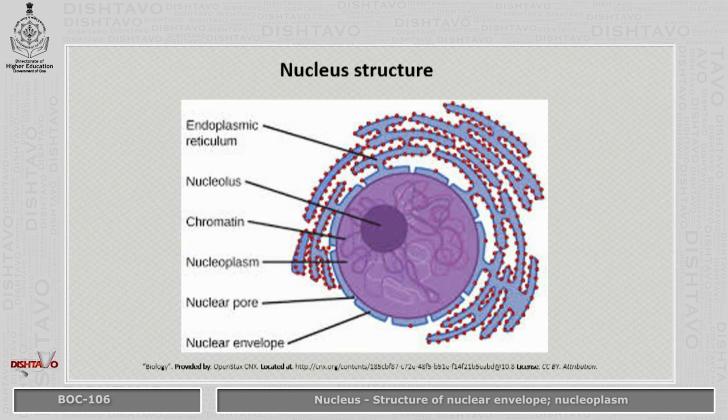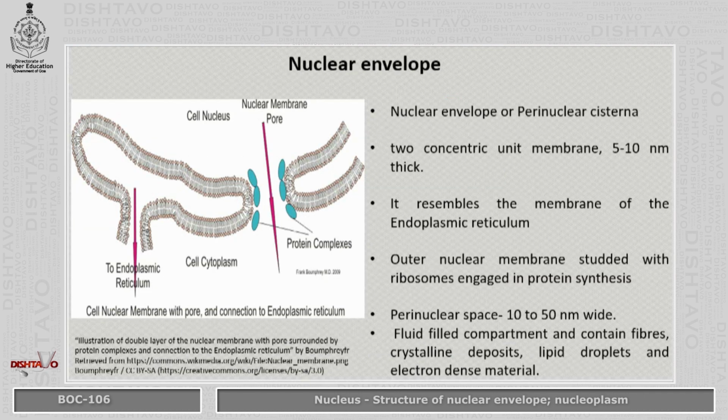In the nucleoplasm, you will find the chromatin material suspended within it. This is the actual genetic material. Along with chromatin, you will also see the presence of nucleolus. Nucleus is seen to be surrounded by the foldings of endoplasmic reticulum, showing the granular appearance because of ribosomes attached to it. Now let us focus on nuclear envelope.